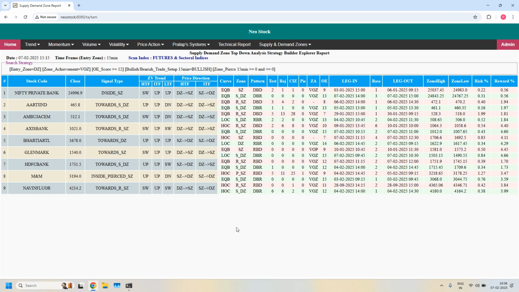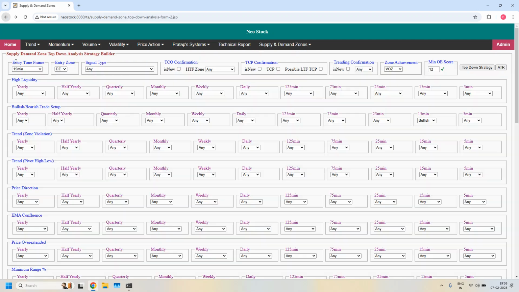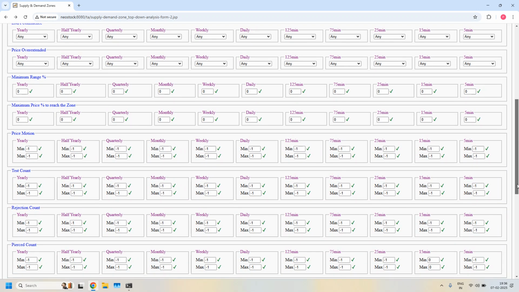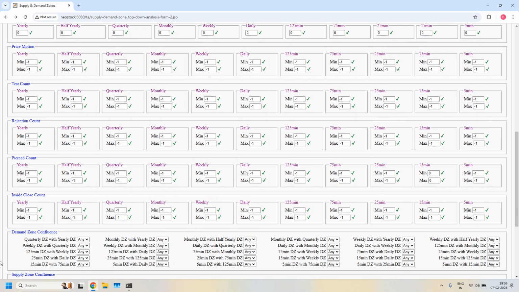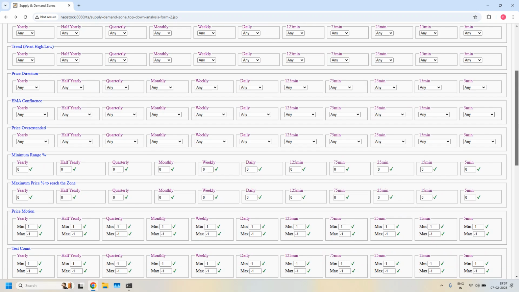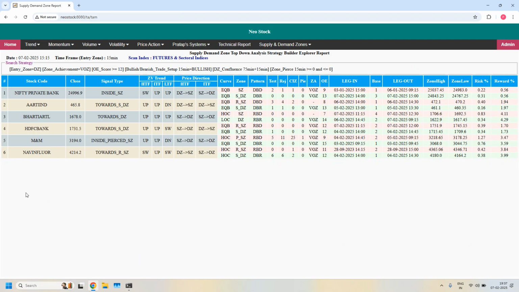We have 2 filters in zone confluence. First filter is LTF and ITF demand zone confluence. Let us set that filter. In the demand zone confluence, I am enabling the filter 15 minutes demand zone with 75 minutes demand zone confluence. LTF is 15 minutes, ITF is 75 minutes. So with this filter, now the list has come down to 6 stocks.